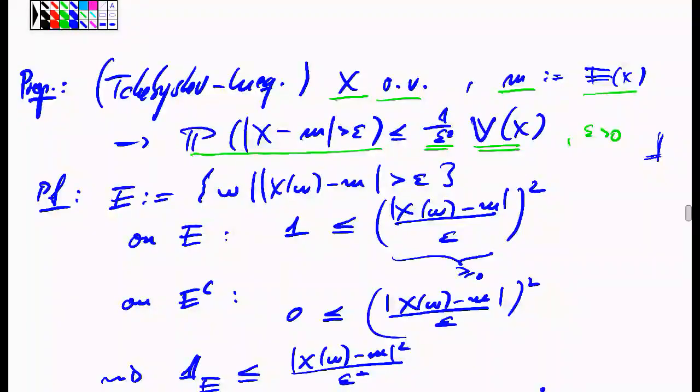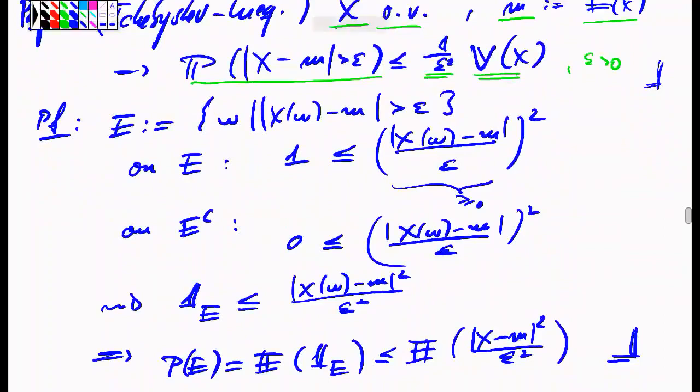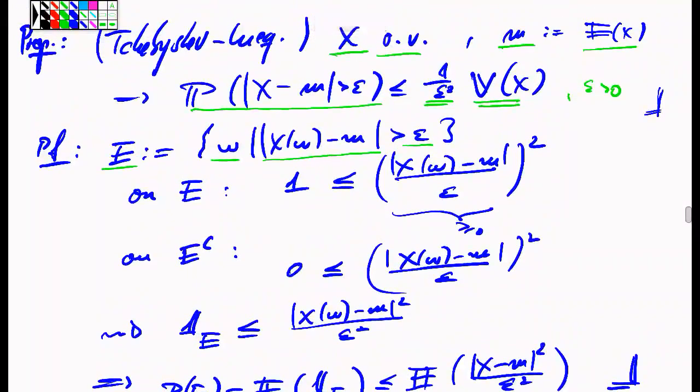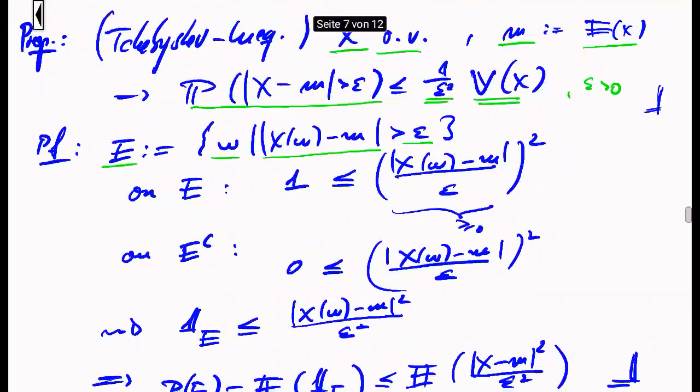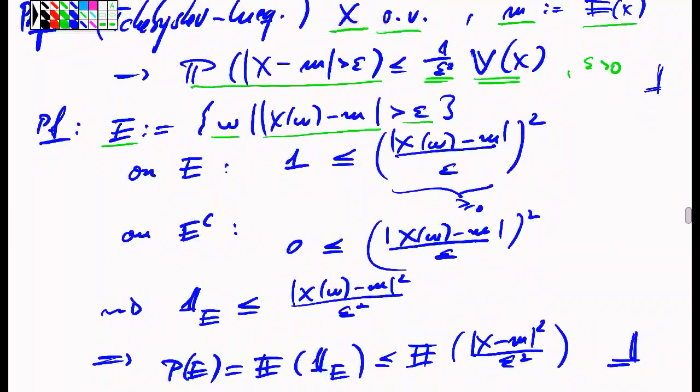The proof of the Tchebyshev inequality is very simple, and therefore I present it here. It goes as this. If we introduce as the event E exactly those scenarios omega which produce an output of the random variable which deviates from the mean by more than epsilon, then the probability which appears in the statement of the Tchebyshev inequality is exactly the probability of this event. In fact, what we write in the Tchebyshev inequality above is just a short form of writing the probability for precisely this event E.